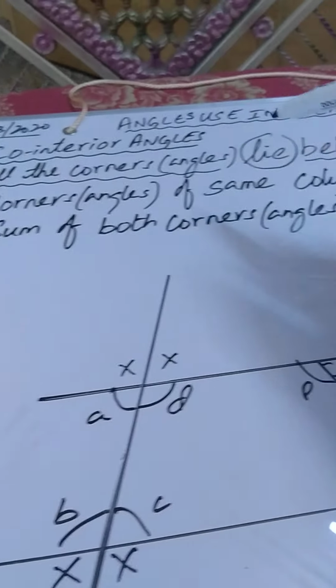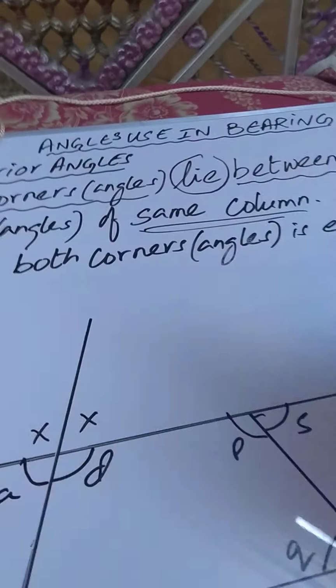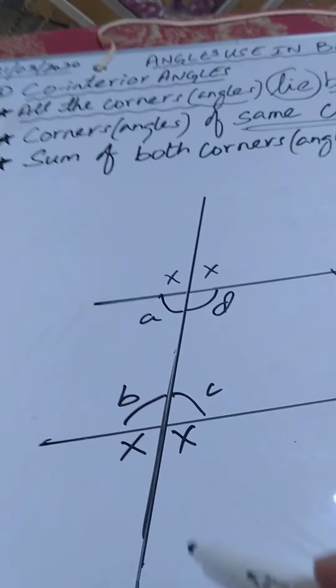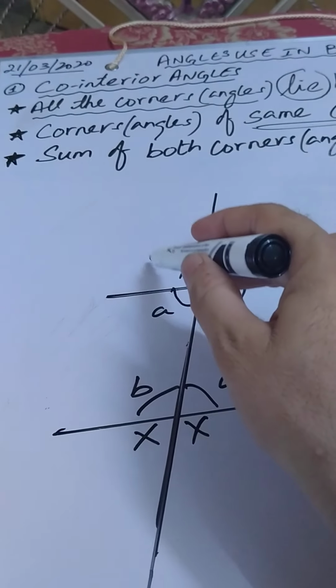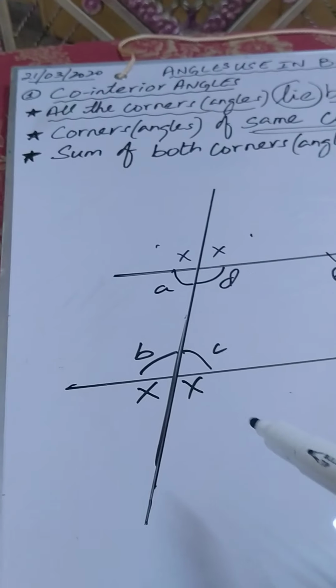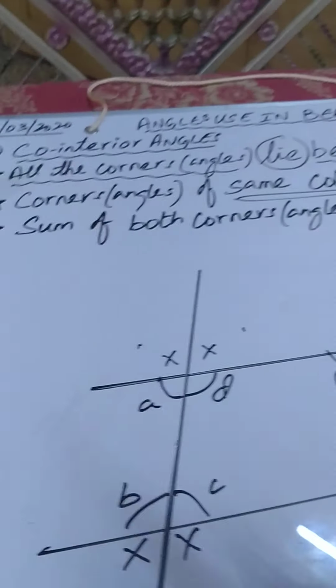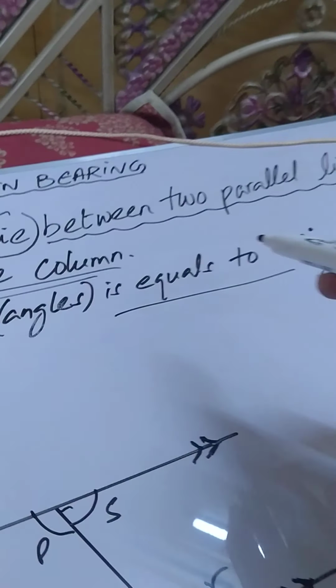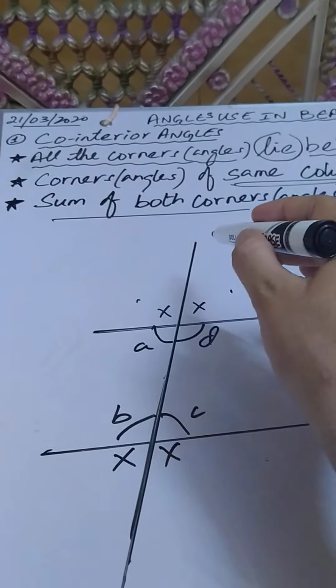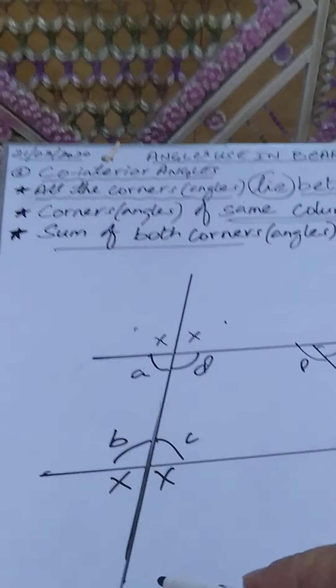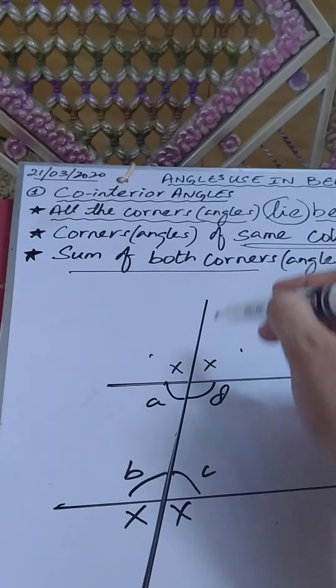Number 2, corners of same column guys. This transversal makes 2 columns, first column, second column. So A and B lie in the same column, C and D lie in the same column. So A and B are co-interior, C and D are co-interior. Then the sum of both corners is equal to 180 degrees. So look here guys, what is a co-interior angle? These are 2 parallel lines and this is a transversal. With one pair of parallel lines we use one transversal.